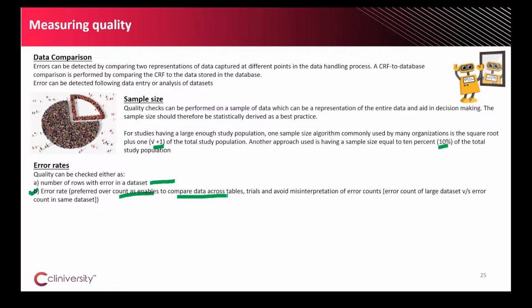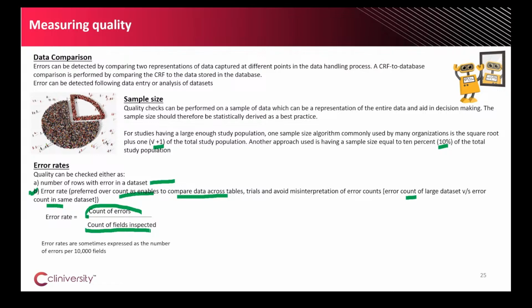Error rate is more preferred because it's easy to compare the quality across tables, across different trials, and across different data sets, and it avoids any misinterpretation of the error counts. Okay, so error count of a large data set versus error count in a smaller data set. Let's look at how this is done. The error rate is defined as the total count of errors divided by the total fields that were inspected. So from the total fields, how many errors were there? When you divide it, you get the error rate.